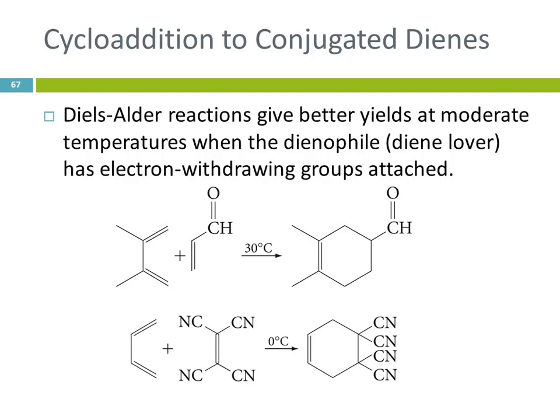It works better if we have electron withdrawing groups. So this is at a higher temperature, and this one will go at a lower temperature. These cyano groups, nitrogen has a high electronegativity, so this tends to pull electron density away from this double bond. And here we've got all these groups that are pulling electron density away, and that makes this Diels-Alder reaction go much faster than without that.